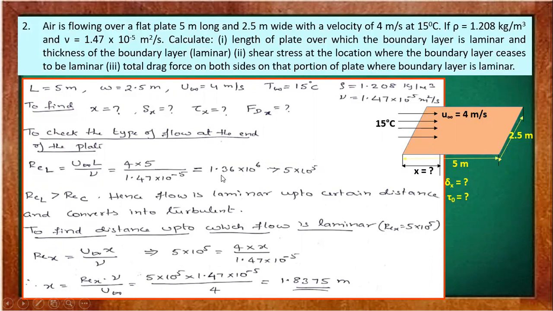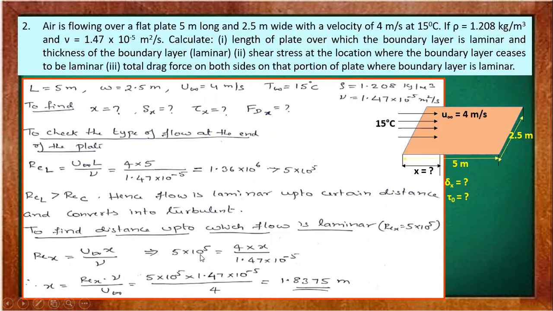So here it says it is 1.36 into 10 power of 6. That means the Reynolds number at the end of the plate is in the turbulent region, which is greater than the critical Reynolds number 5 into 10 power of 5. So it varies from 0 up to 1.36 into 10 power of 6. That means at some location a changeover takes place from laminar to turbulent. For that, we need to find the distance x. Distance x is obtained by considering the critical Reynolds number as 5 into 10 power of 5, because at this Reynolds number the flow changes from laminar to turbulent.